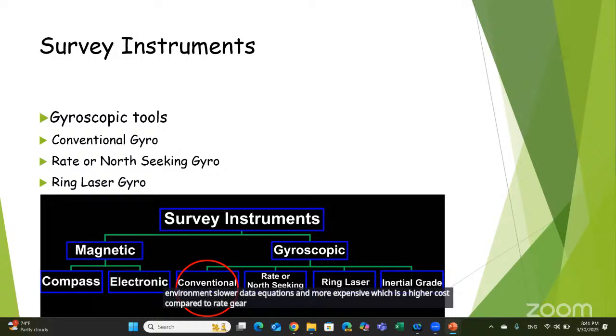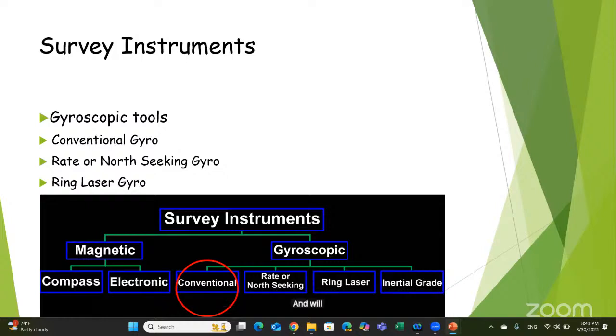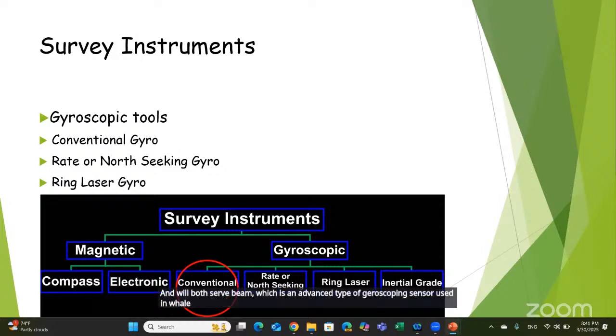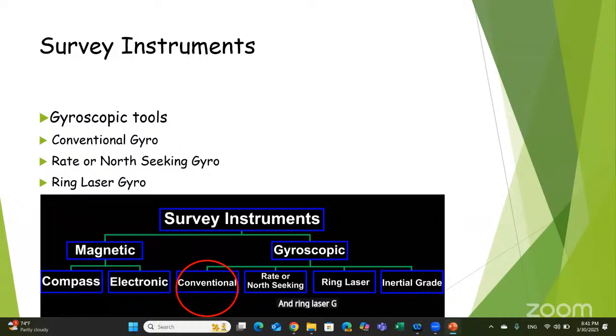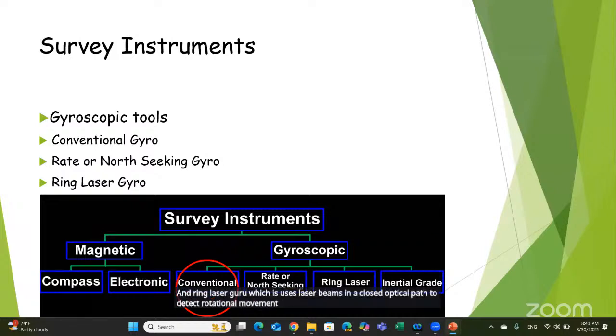For the ring laser gyro in wellbore surveying, which is an advanced type of gyroscopic sensor used in wellbore surveying, directional drilling, and measurement while drilling operations. The ring laser gyro uses laser beams in a closed optical path to detect rotational movement, offering high precision and stability without moving parts.